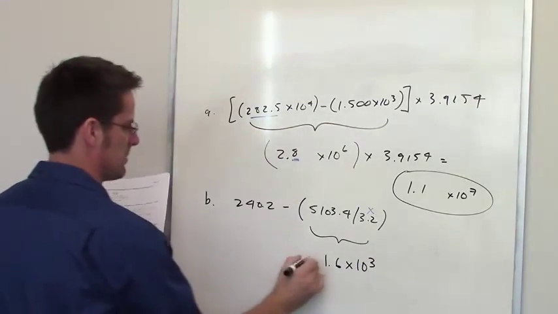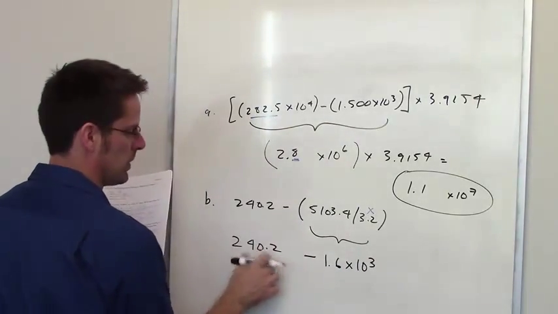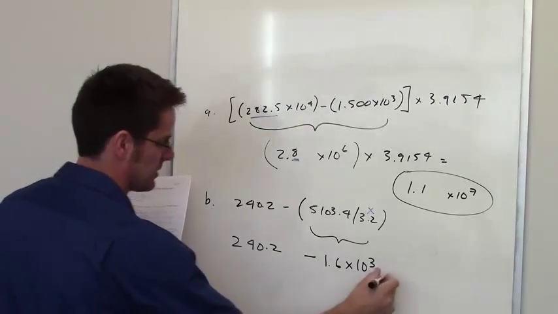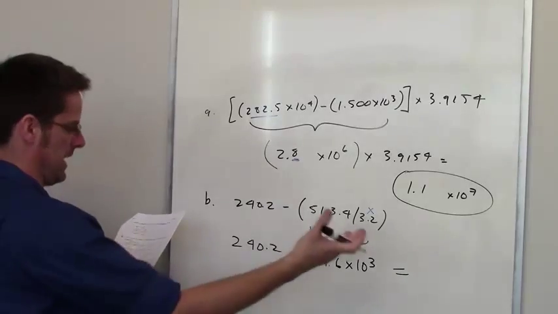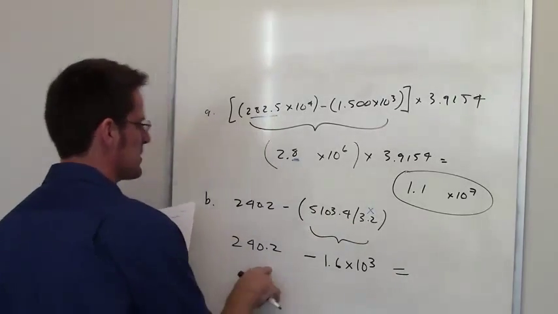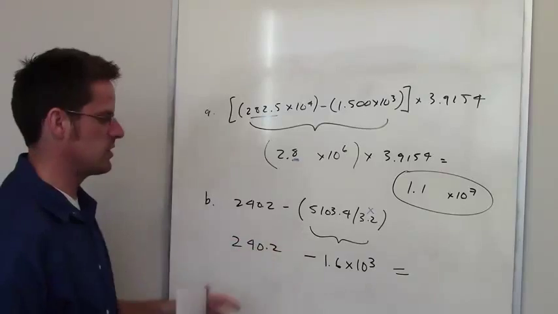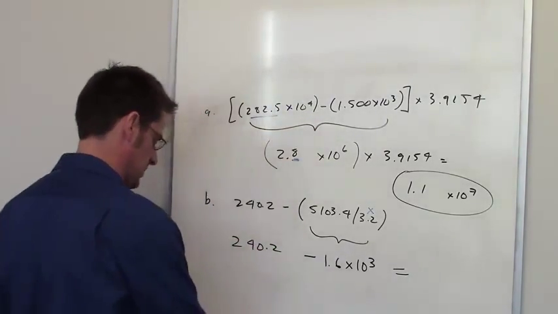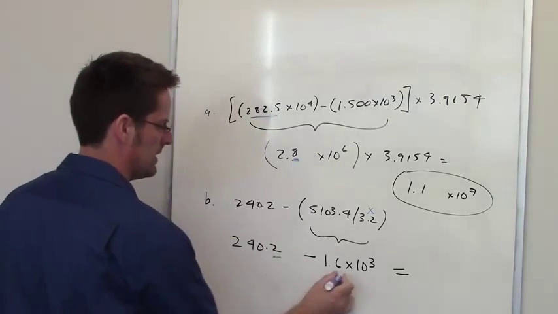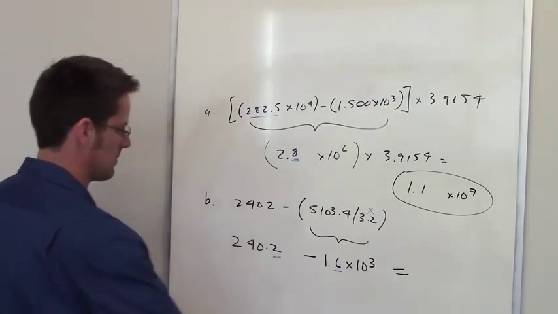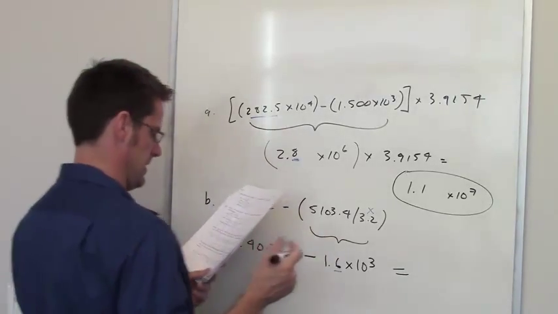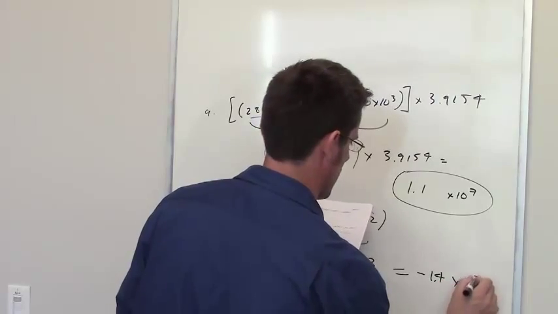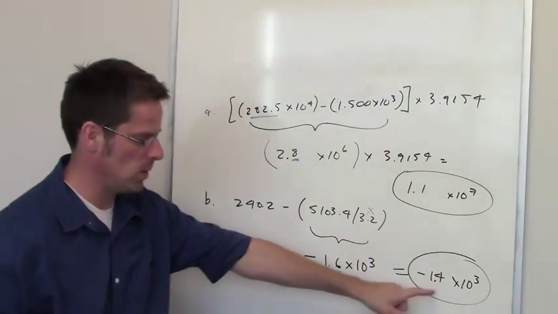At this point, I then subtract from 240.2 this new answer. When I take 240.2 and subtract from it this value, I'm going to get an answer. However, I have to remember that this is a subtraction process, so the final answer should have no more decimals than whichever value had the fewest number of decimals. Both of these values go out 1 decimal place. So when I do this subtraction, I end up getting an answer of negative 1.4 times 10 to the 3rd after I round to the proper decimal place.